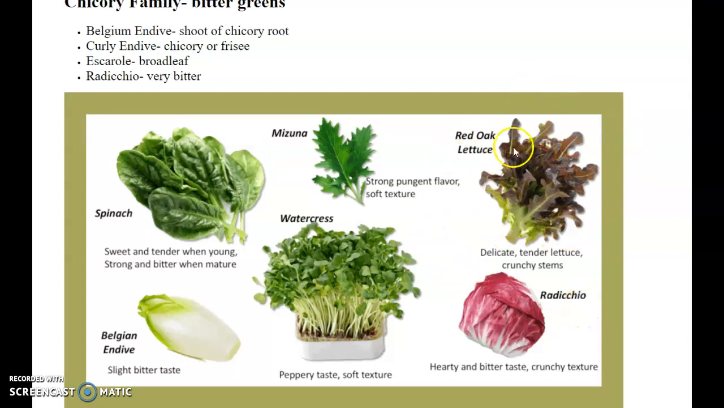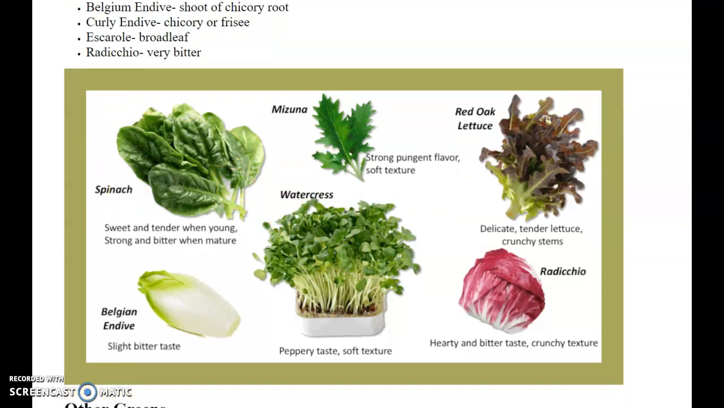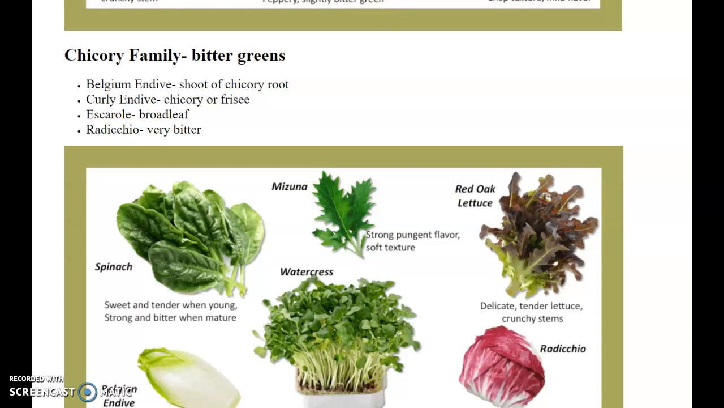The red oak lettuce, and there's a lot of other varieties of tender baby lettuces out there. Spinach is also another very popular one. So just to recap, the bitter greens: Belgian endive, this shoot down here, the curly endive or frisée above, escarole, as well as this radicchio, are extremely bitter greens.